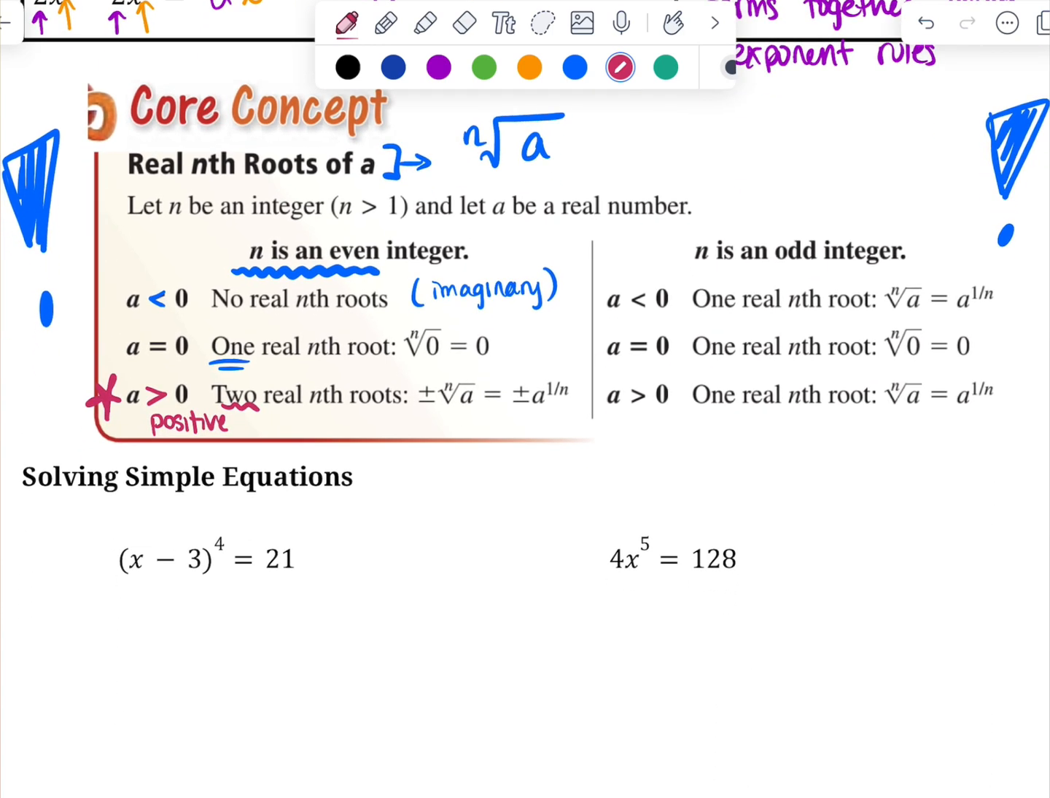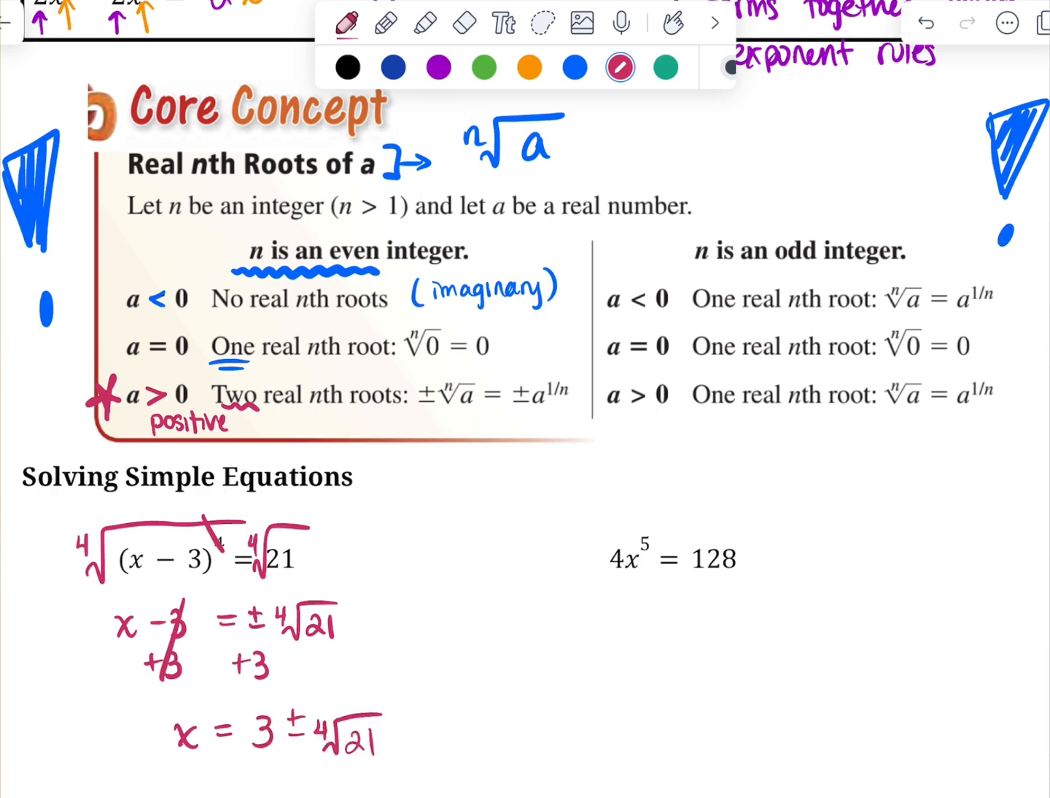So if we take a look at this first problem, in order to get rid of a 4th power, I'm going to use a 4th root. That should make sense. So then I'm going to get x minus 3 equals the 4th root of 21. However, because that's a positive number, 21 is positive, it's not just going to be one of those, it's going to be plus or minus. So when I go to add 3 to both sides, x is going to be equal to 3 plus or minus the 4th root of 21. And for right now, we're just going to leave those in exact form. We are not going to deal with rounding those. We'll get to that later, but for now, we'll just leave it just like that.